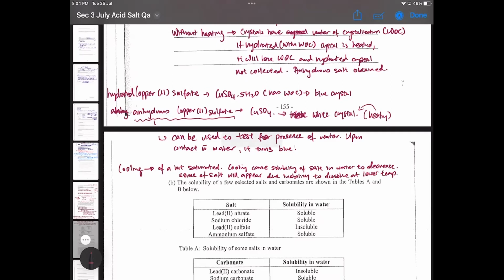And this is the reason why we do cooling, and then crystals will appear. The simple logic: at high temperature, you can dissolve so much, but when your temperature falls, you can't dissolve as much. So those that cannot dissolve will pop out as the crystals for us. And this is the fundamentals of crystallization.